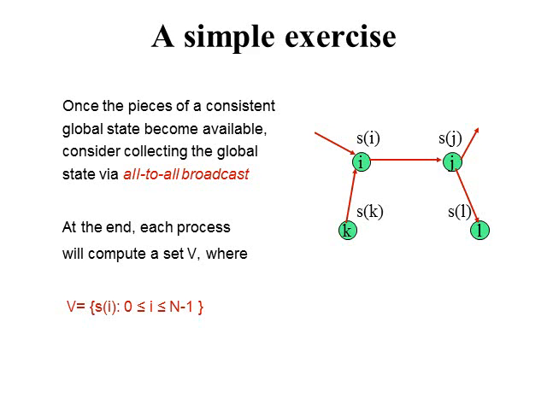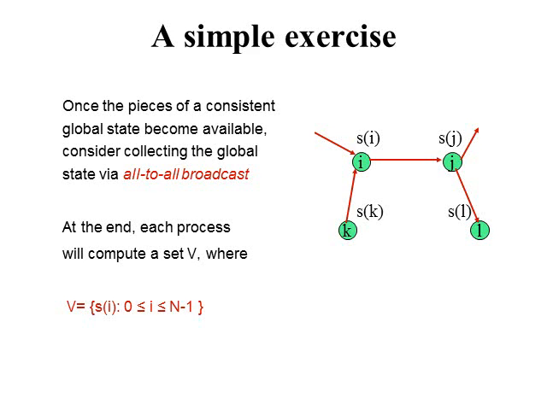Now moving ahead, we are going to look at how to stitch them together to form a single global state, which consists of all the states of all these processes. Basically what we're going to do is use an algorithm for all-to-all broadcast, where every process broadcasts its state to every other process in the system, so that every process can learn the state of every process in the system.